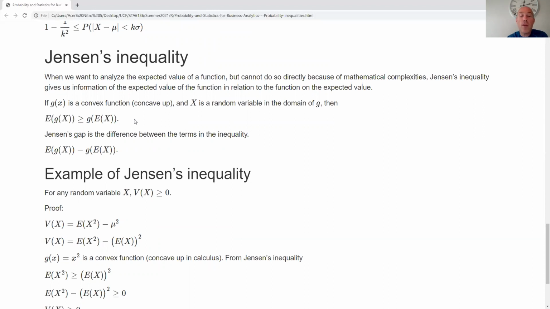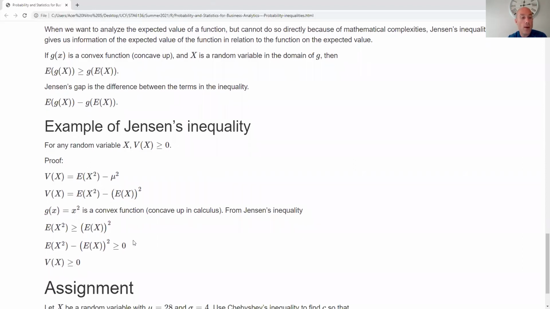Here's an example of Jensen's inequality, and this is a rather simple one. Variance for any random variable, whenever it's defined, has to be greater than or equal to 0. So let's do this. We have a variance formula where the variance of x is equal to the expected value of x squared minus the expected value squared. Now I realize from calculus 1 that x squared is a convex function. It's concave up. If I take a second derivative, I get a positive value.